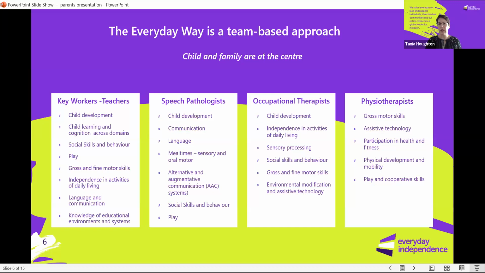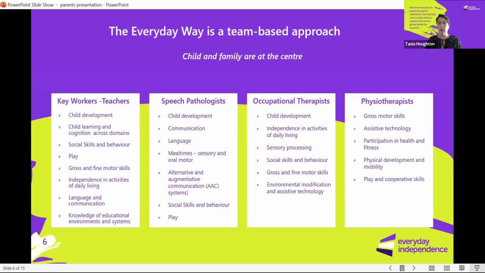Our teachers really have general knowledge across a wide range of areas. So they understand about child development, they understand about child learning and cognition, social skills, play, gross and fine motor skills, language and communication and independence. And they also have a really strong knowledge of educational systems and environments. So they know how to work in a wide range of areas to support children.